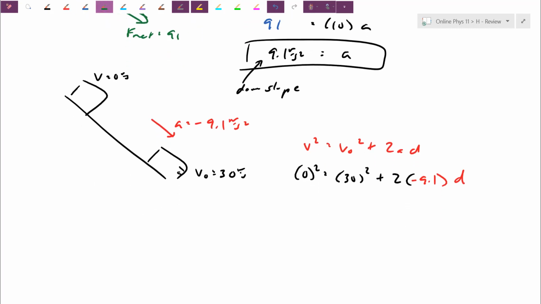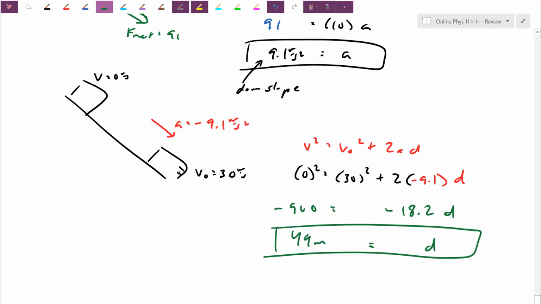So let's try 30 squared. That's 900. I can move it over. Negative 900 is equal to negative 2 times 9.1, which is 18.2. And therefore, the distance is 900 divided by 18.2, which gives me 49 meters.